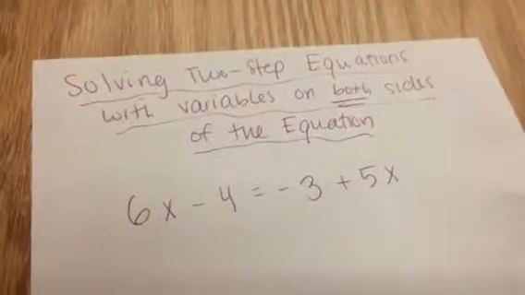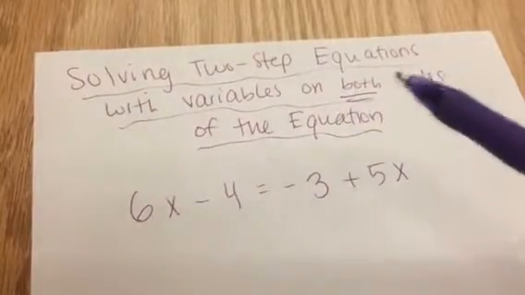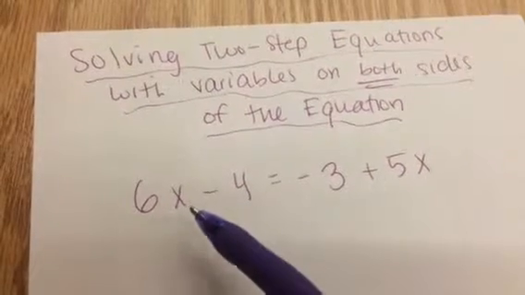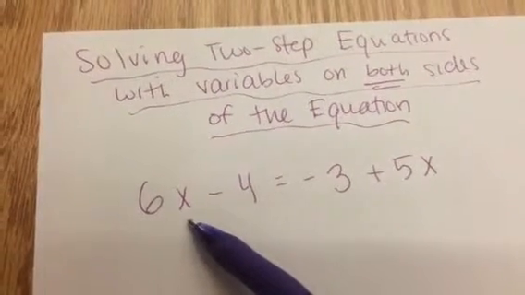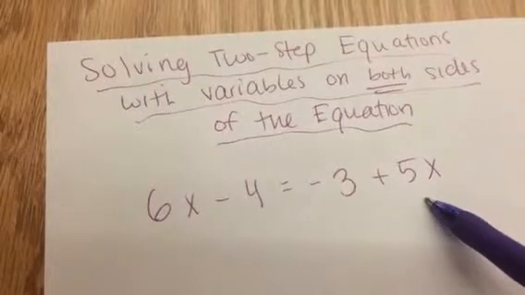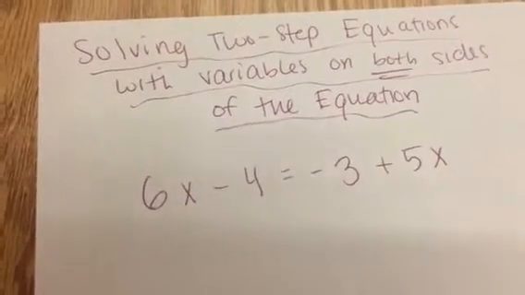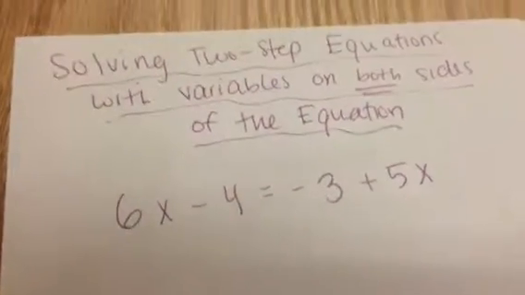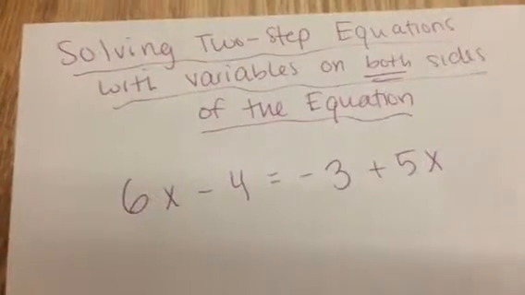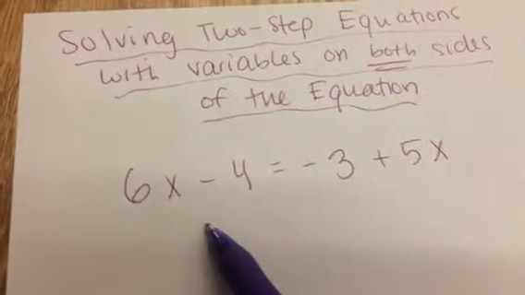In this video, we're going to learn how to solve two-step equations with variables on both sides of the equation. Okay, so we can see here that the variable x is on the left-hand side of the equation, and it's also on the right side of the equation. So the key here, as always, is to isolate the variable, or get the variable on one side of the equation. So let's, in this case, get all the variables over on this side of the equation.